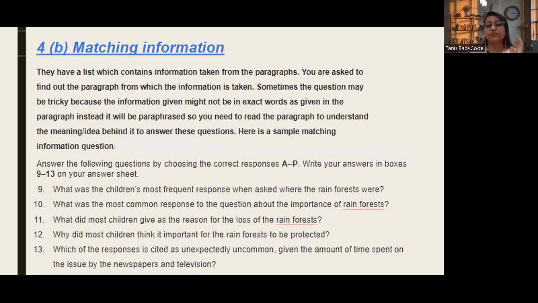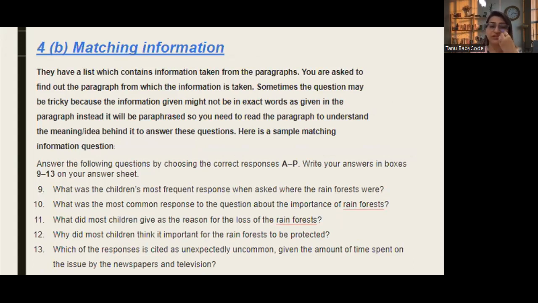Second is matching information. What is matching information? You have to match the information. You will have a list which contains information taken from the paragraphs. You are asked to find out from which paragraph this information is taken, right? So you have a list of information and you have to check which respective paragraph each piece belongs to, and find out those paragraphs.